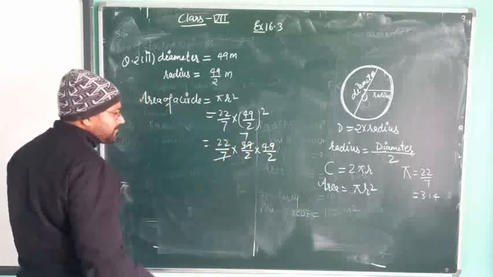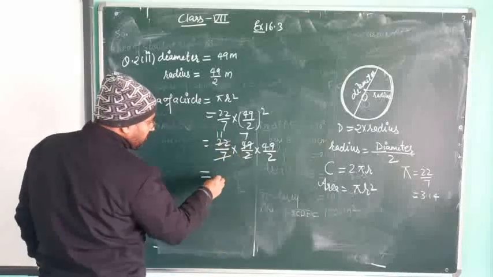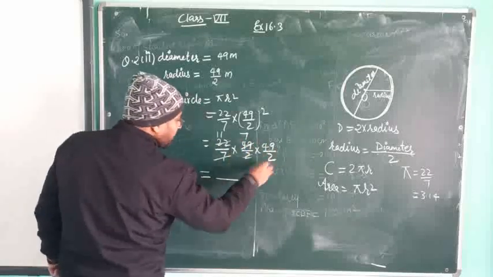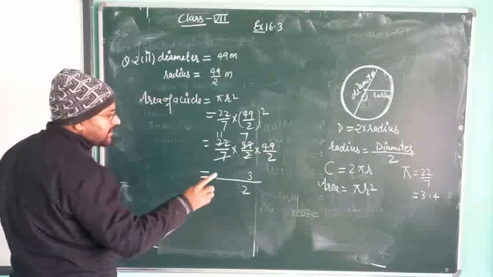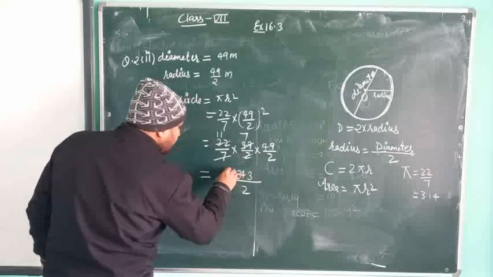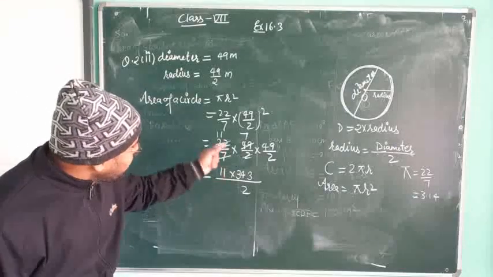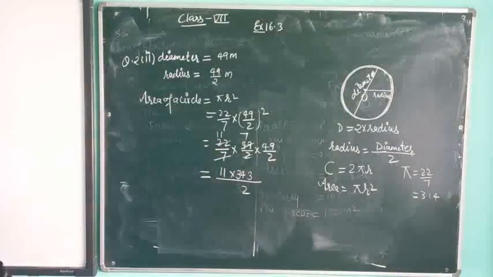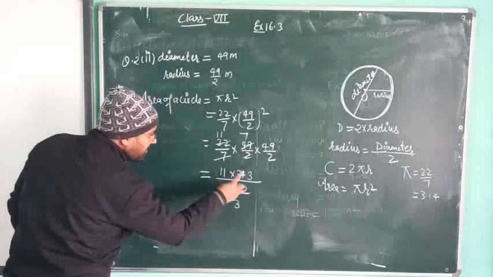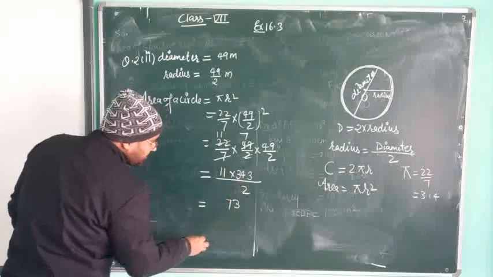7 7s are 49. 2 11s are 22. Now nothing is going to be cancelled out. We can do this multiplication. 11 into 7 is multiplied by 49. 7 9s are 63, 3 is there, 6 carry. 7 4s are 28 and 6 is 34. This is multiplied by 11. So check one more time. 7 9s are 63, 6 carry. 7 4s are 28 and 6 is 34. And then it is multiplied by 11.